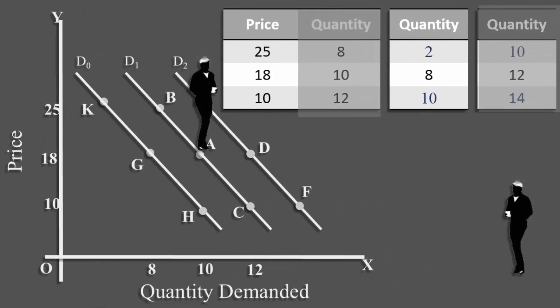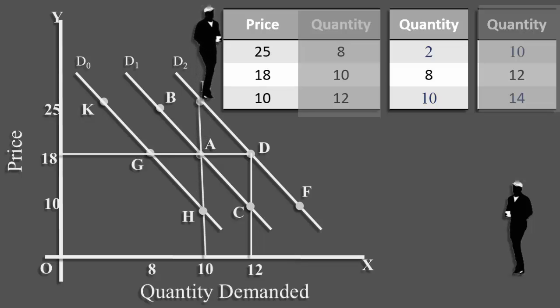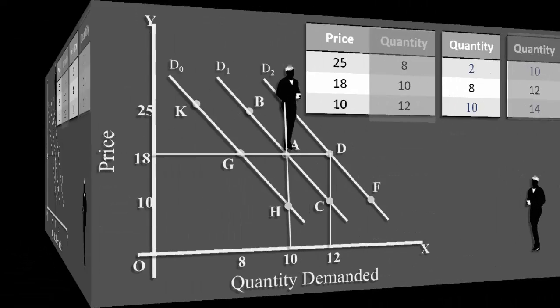At the existing price, if the consumer wants to buy more, he will move from point A to D. Or, if he wants to buy the same quantity at a higher price, he will move from point A to E. In both the cases, he moves to the demand curve D2 that lies to the right of the demand curve D1. There is an increase in demand.